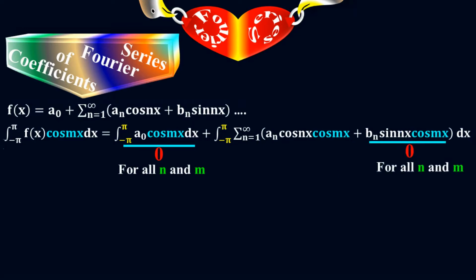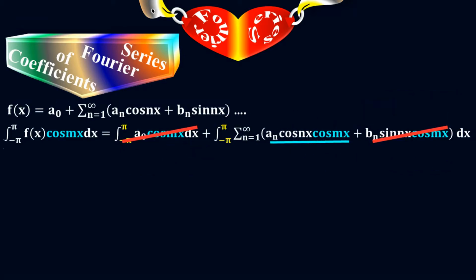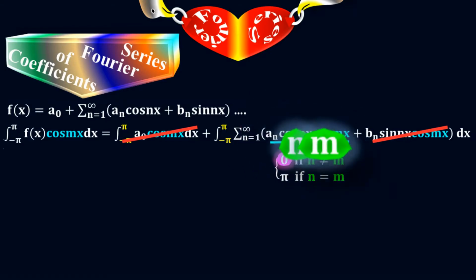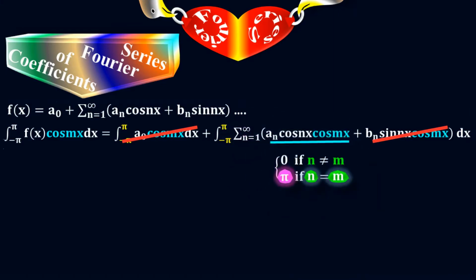This is one reason. The other reason is that sin nx is odd and cos mx is even, so odd times even equals odd. In Fourier series, the integral of an odd function equals 0. Don't worry, you're going to learn about odd and even functions of Fourier series in an upcoming lecture. So these two terms equal 0, and I am left only with the term cos nx times cos mx. But there is a certain condition that you must know: this term equals 0 if the value of n is not equal to m. This term will be pi if the value of n equals m.